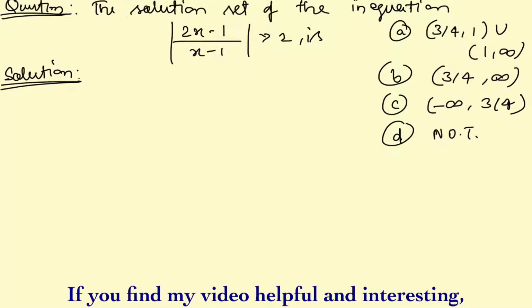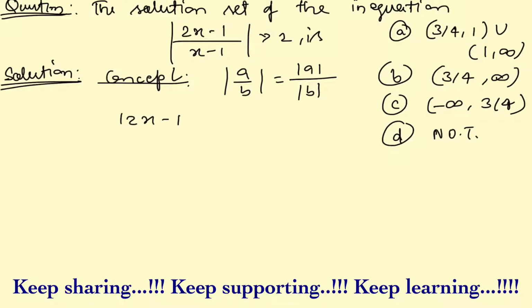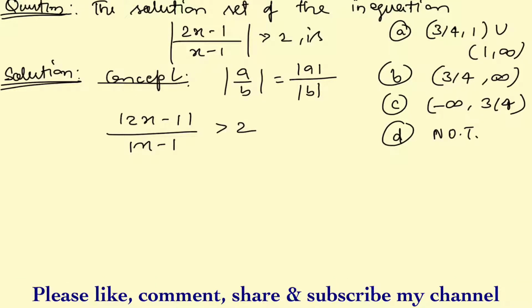First of all, we use a concept we have read: |a/b| = |a| / |b|. So we use this concept here: |2x − 1| / |x − 1| > 2. Now we find the critical points, where 2x − 1 equals 0 and where x − 1 equals 0.